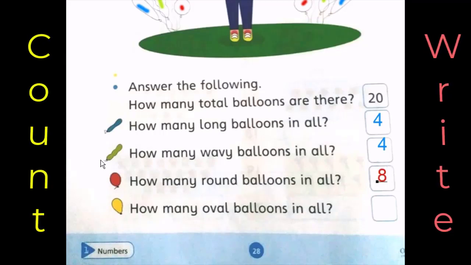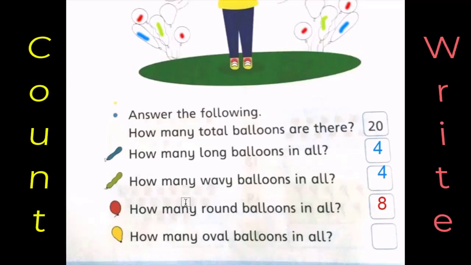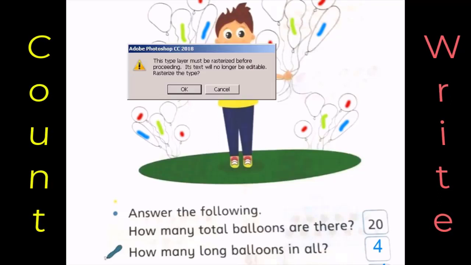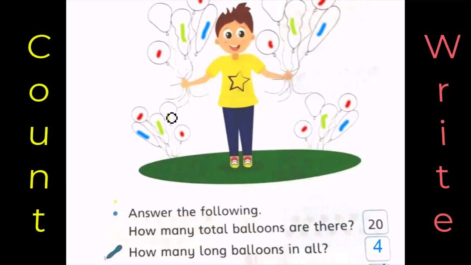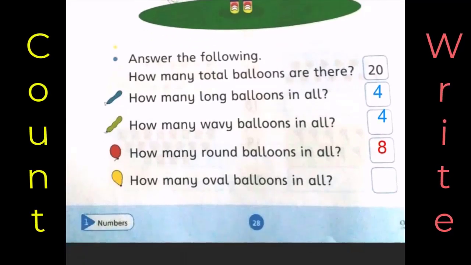Now the last one is how many oval balloons in all? Let's count. 1, 2, 3, 4. So these are 4 oval balloons.